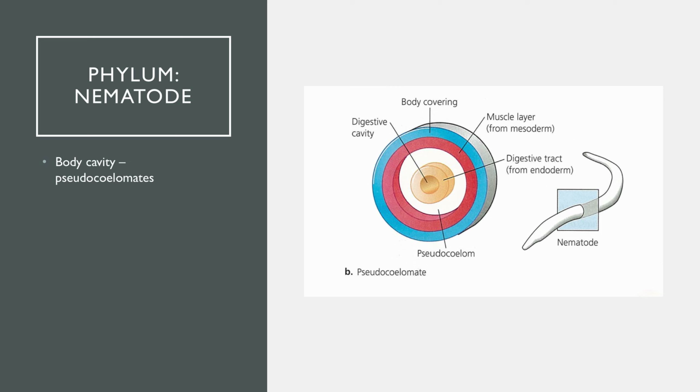Phylum Nematoda has a body cavity that's a pseudocoelom. In this picture, you can see that the body cavity is surrounded by the muscle layer from the mesoderm and the digestive tract from the endoderm.